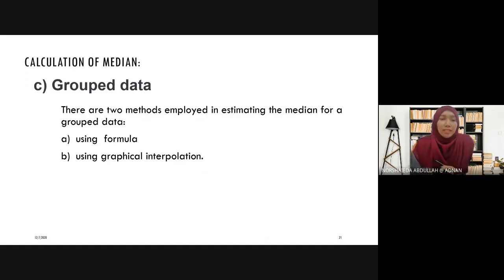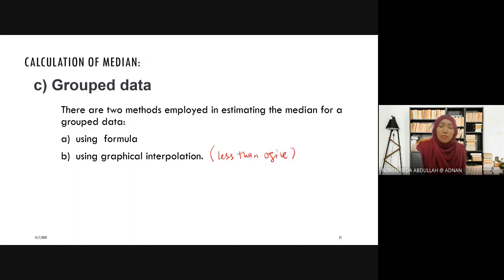Okay, next one for the group data. To identify the value of the median, there are two methods that we can use. The method you need to use depends on the question. If the question states that you need to calculate the median, we use the formula. But if the question asks you to find the median from the graph, we use graphical interpolation. For graphical interpolation, we use the less than OGIF.